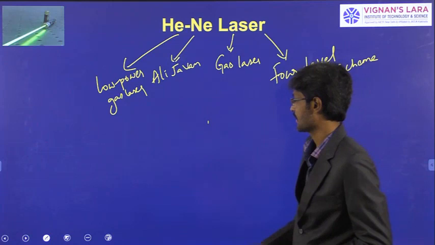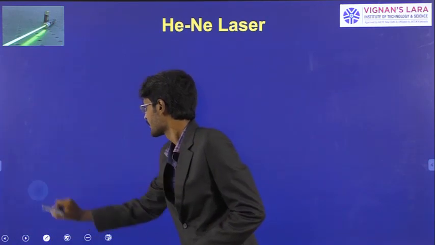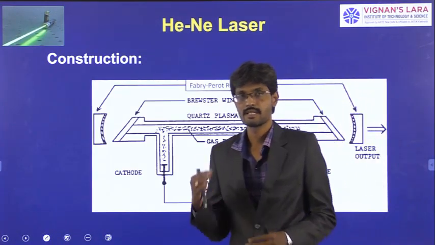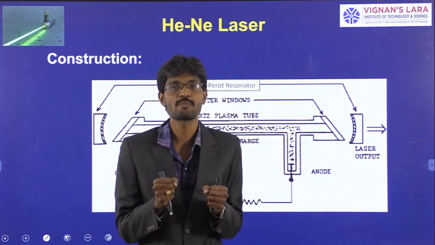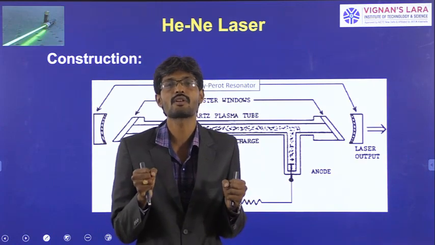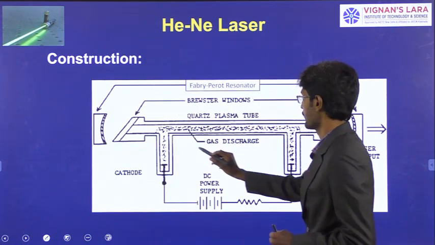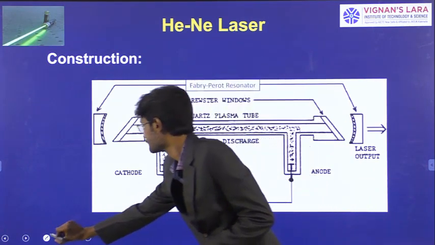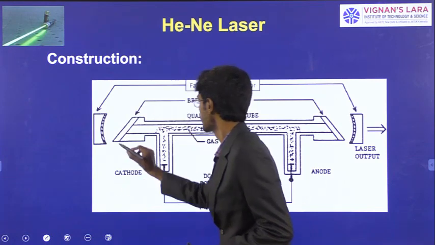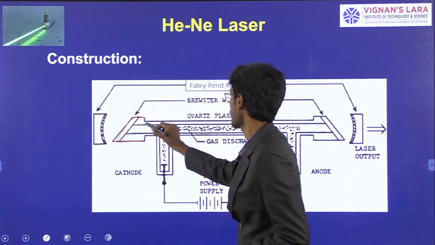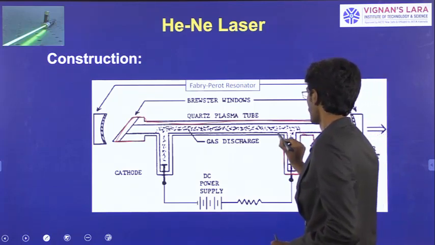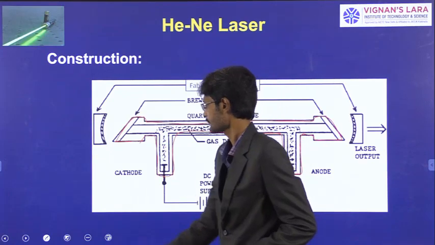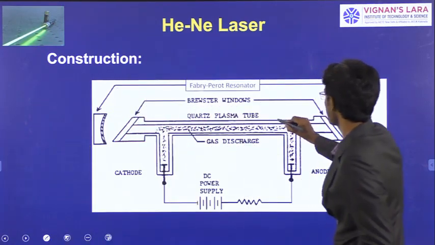Now let's see the construction of this gas laser. We need to remember that if it is a gas laser, it uses a discharge tube, because the gas has to be enclosed in something, and that is called a discharge tube. Here it is, the discharge tube. This is the outline I am showing you.